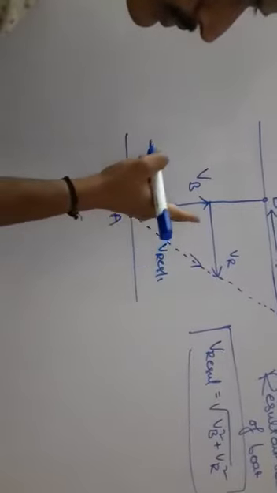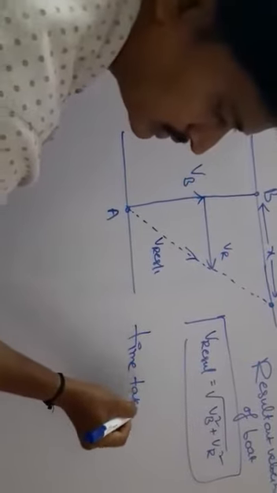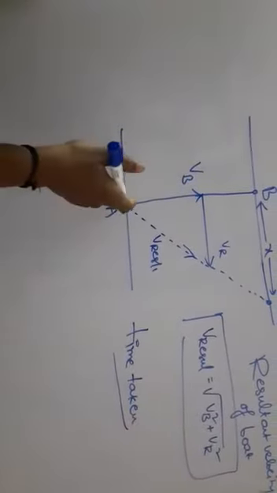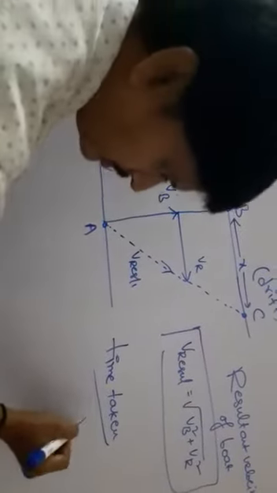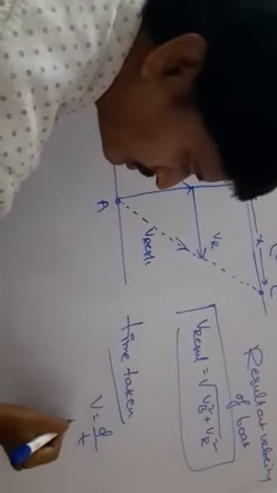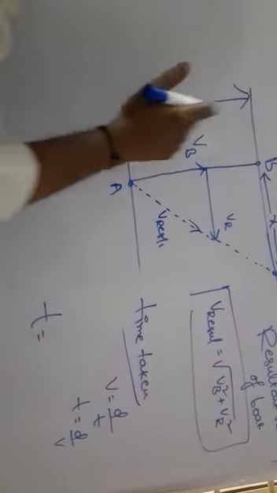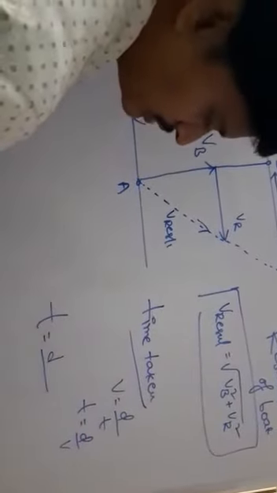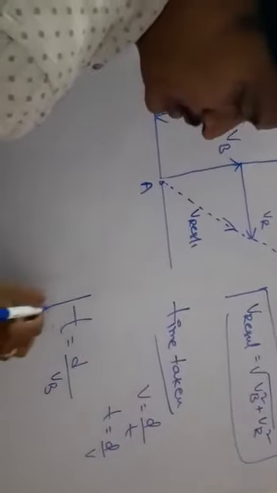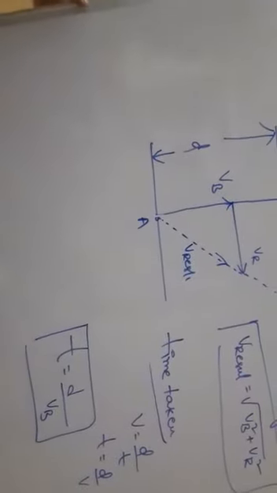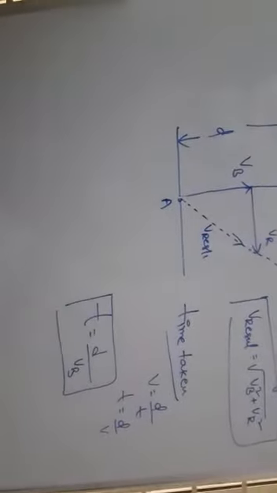Next, how can we measure the time taken? Time taken is always distance by velocity, or velocity is equal to distance by time taken. So time is equal to distance by velocity. Here time t is the width of the river divided by the velocity in the AB direction, that is VB. This is d by VB. Now the time taken is calculated.